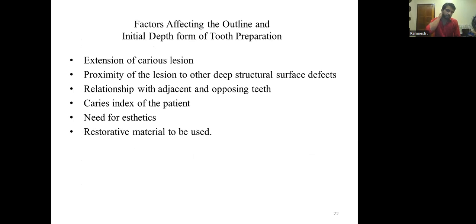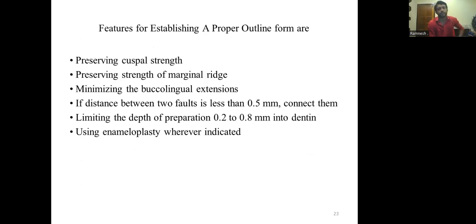Factors affecting outline form and initial depth form of tooth preparation: extension of the caries lesion, proximity of the lesion to other deep structural surface defects, relationship with adjacent and opposing teeth, caries index of the patient, and need for aesthetics. Features for establishing a proper outline form are preserving the cuspal strength, preserving the marginal ridge, and minimizing buccolingual extension. If the distance between the two faults is less than 0.5 mm, they should be connected, limiting the depth of preparation to 0.2 to 0.8 mm into dentin.